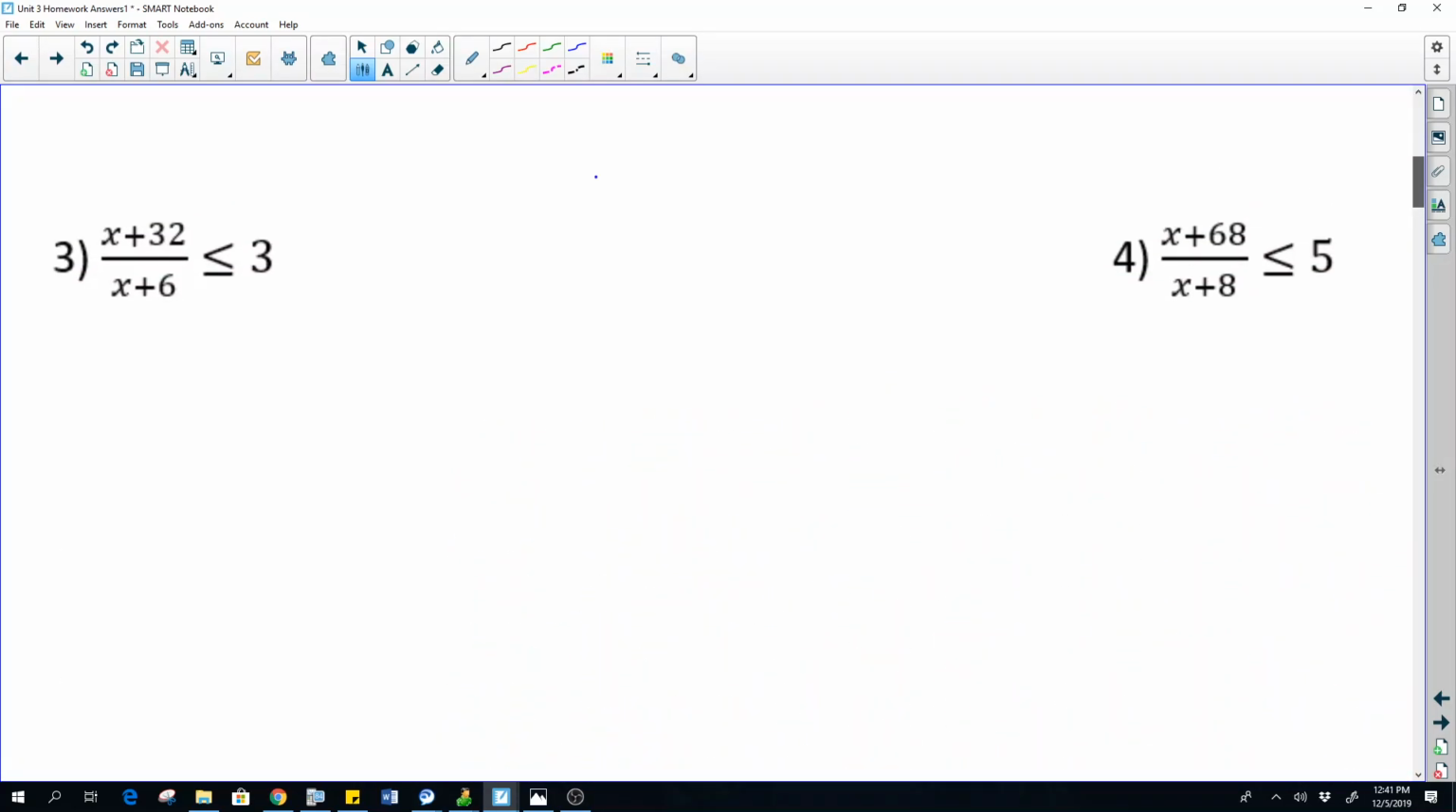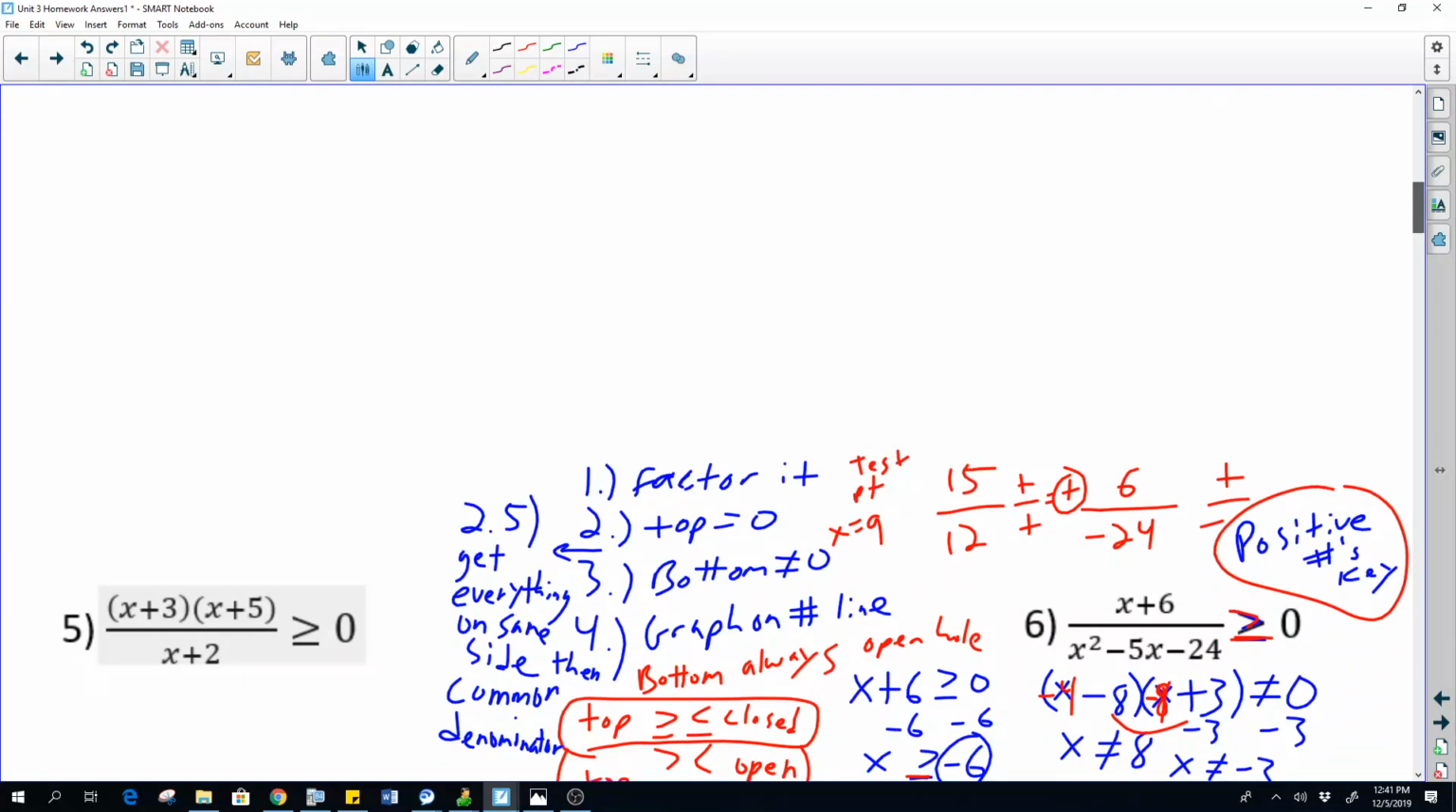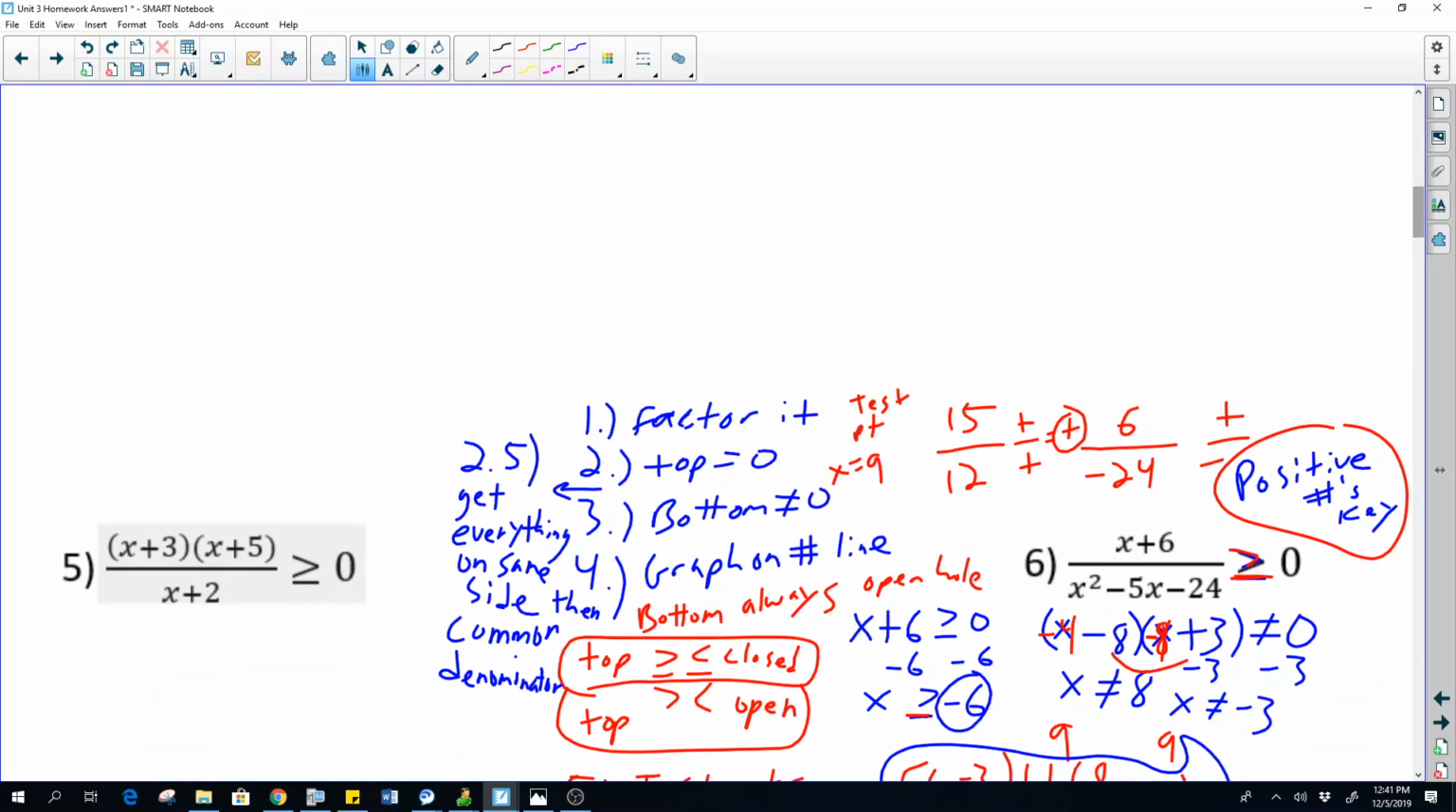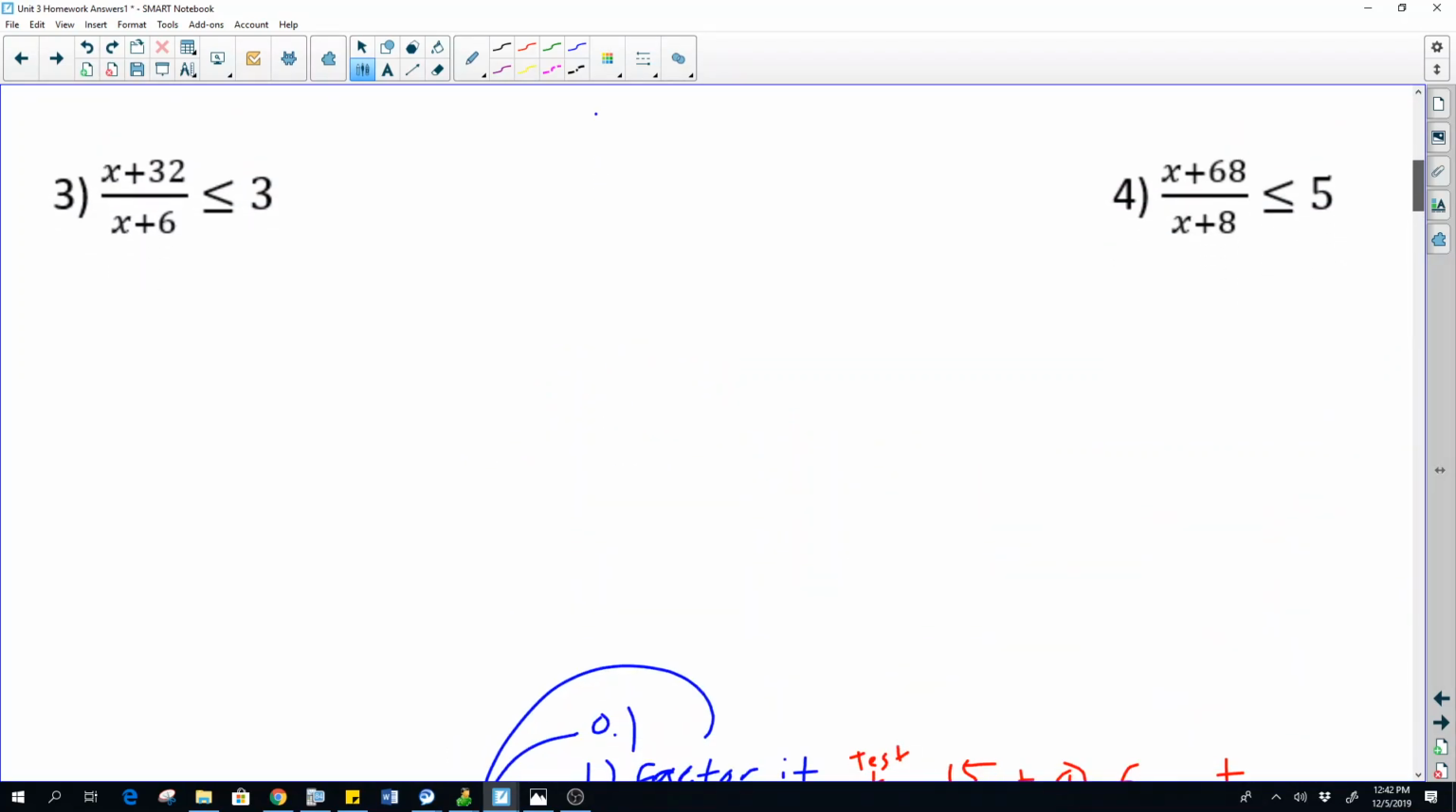Okay, so in this case, we want to get everything on the same side first. I labeled that as 2.5, but really this should move up. So 1.5 really is where this should fit after you factor it. This might even be before factoring. This is like step 0. Sorry. So step 0 is to get everything on the same side and get a common denominator.